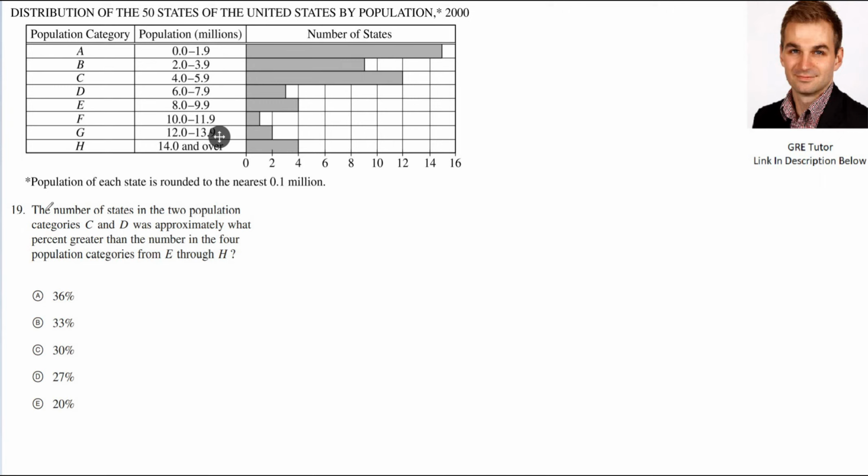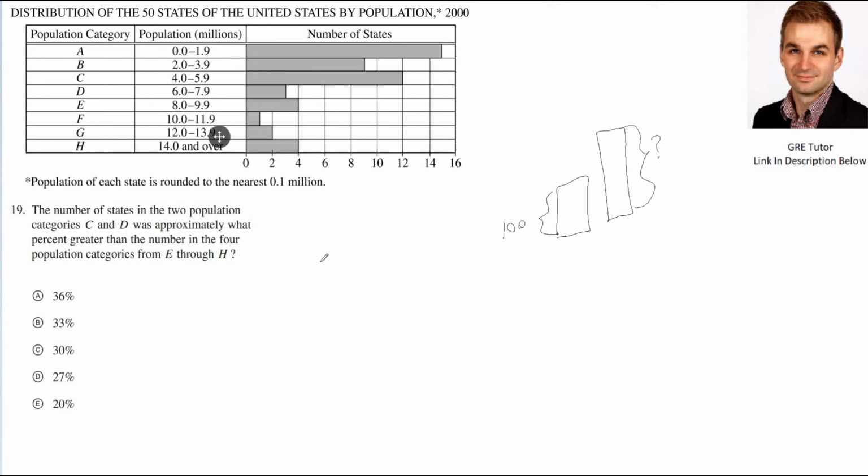Now the question says the number of states in the two population categories C and D was approximately what percent greater than the number in the 4 population categories E through H. So what they're saying is, here's this thing, this is your original amount. How much bigger is this thing? The way you think of this is, this is actually 100% of the original. So what percentage of the original is this big thing? And that's how we're going to solve it.